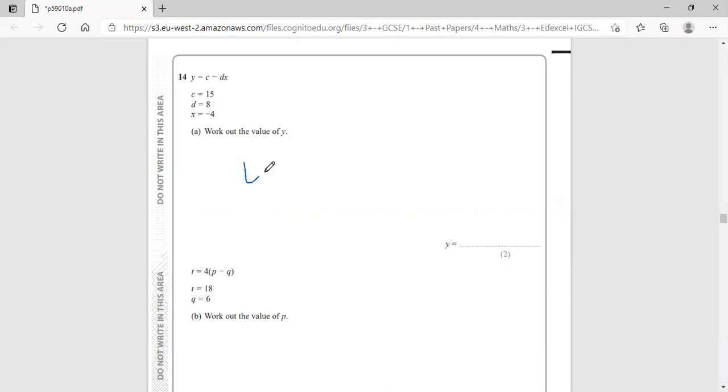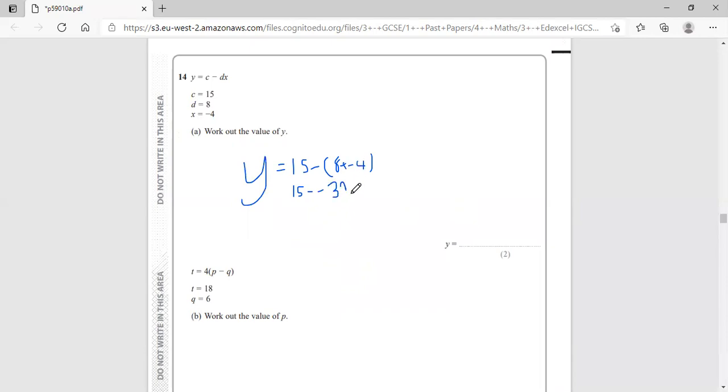So we've got y equals c, which is 15, minus, and then we've got some multiplication going on. We've got 8 times -4. So what we're going to get is 15 minus 8 times -4. So 8 times 3, which we just saw, was 24, so it's going to be 32, and it's -32 because there's the negative sign here on the 4.